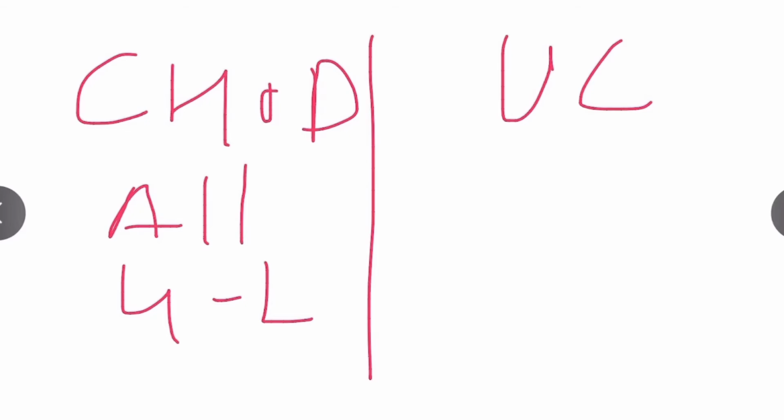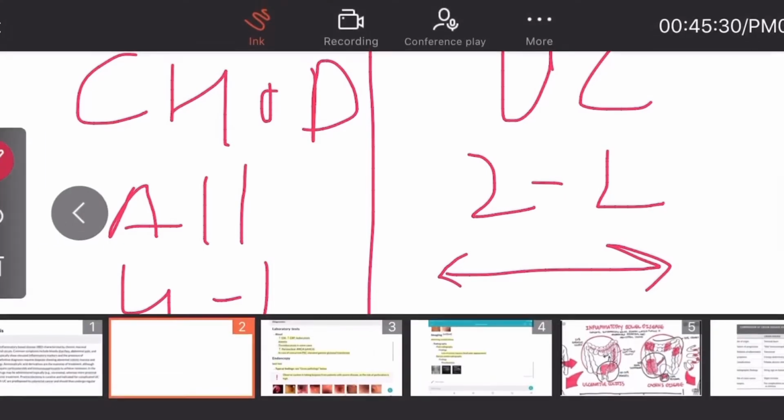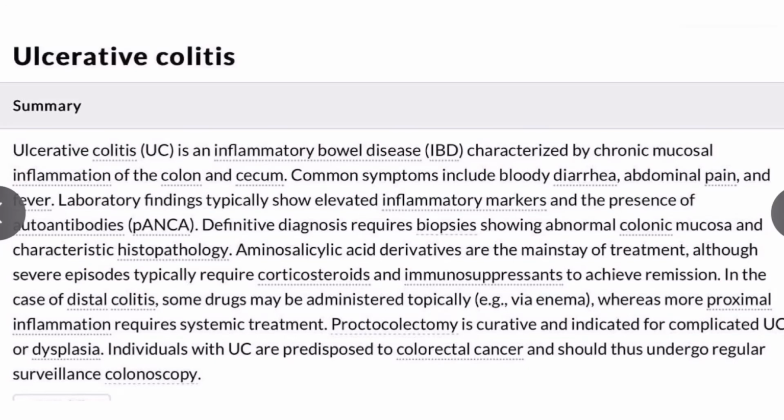In ulcerative colitis, it is not involving all four layers, it is just involving the two layers. All the mucosa is involved, and there is no skip lesion. Do you really understand? Symptoms include bloody diarrhea, abdominal pain, and fever.